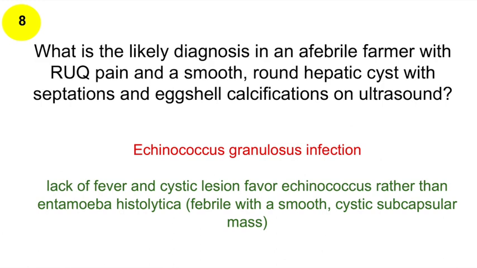However, for an infection with Entamoeba histolytica, these patients would be febrile with a smooth cystic subcapsular mass.